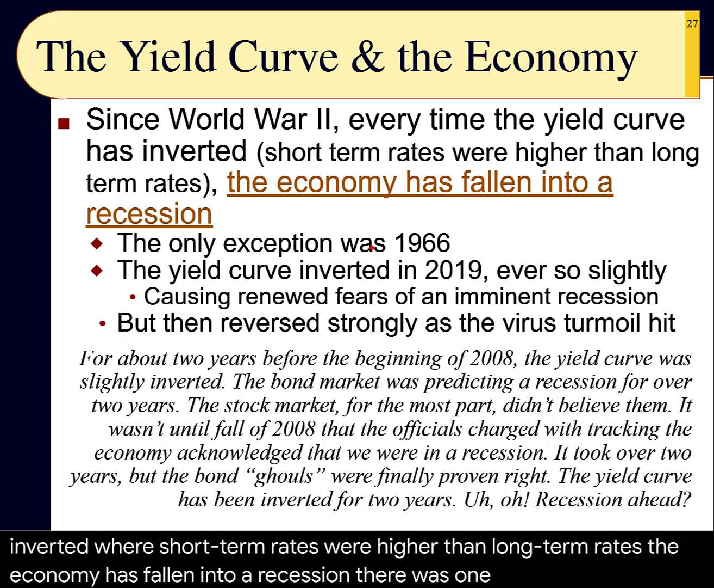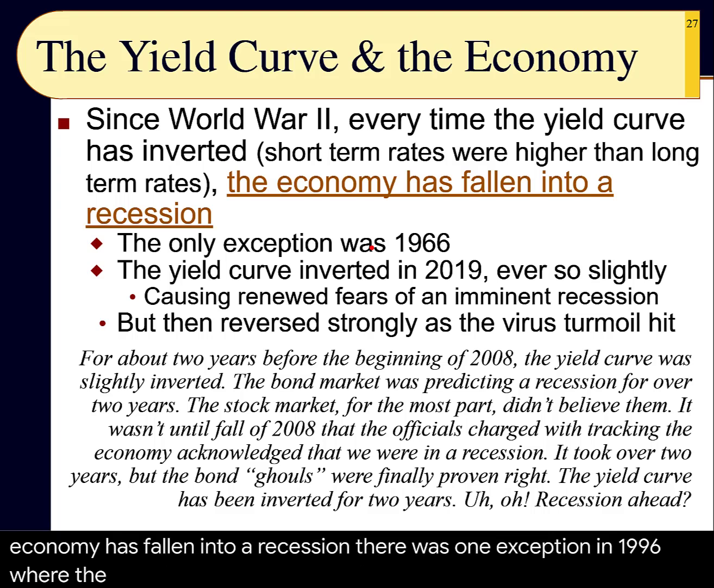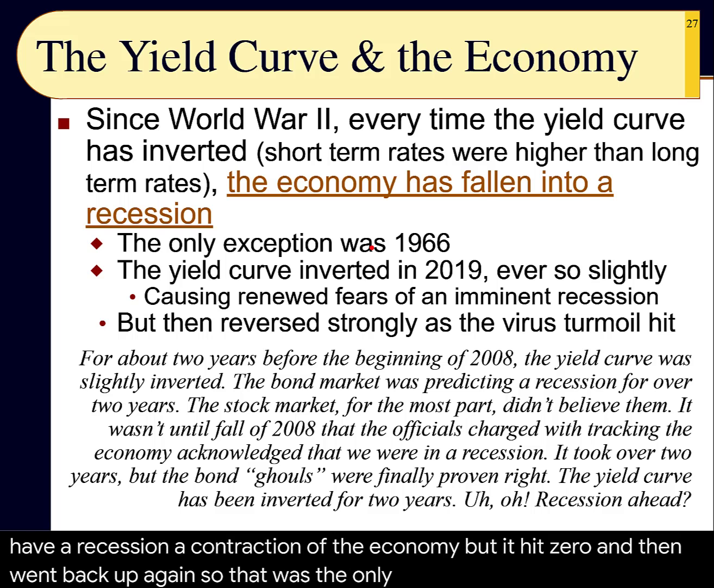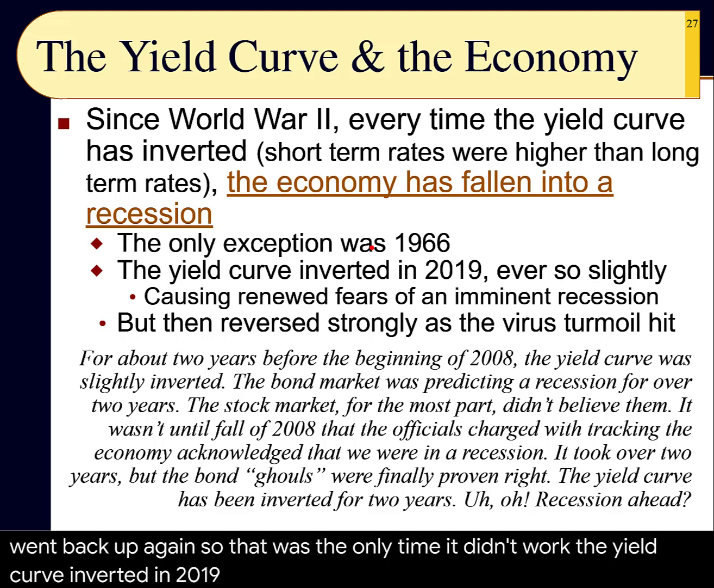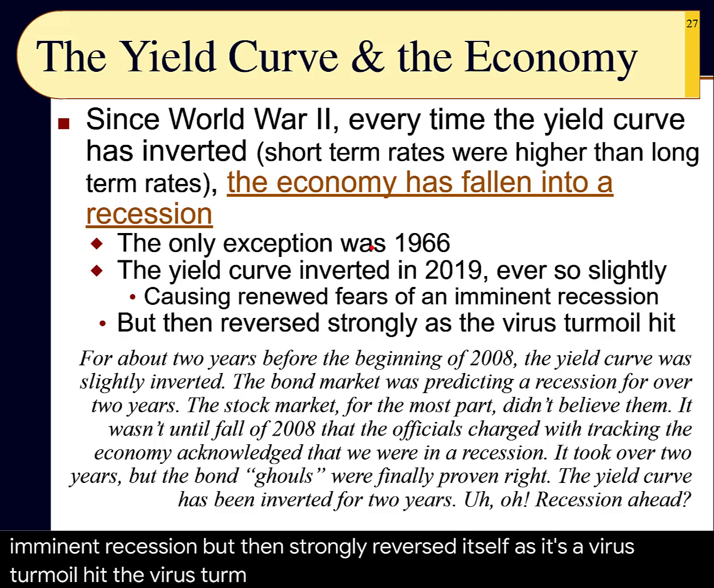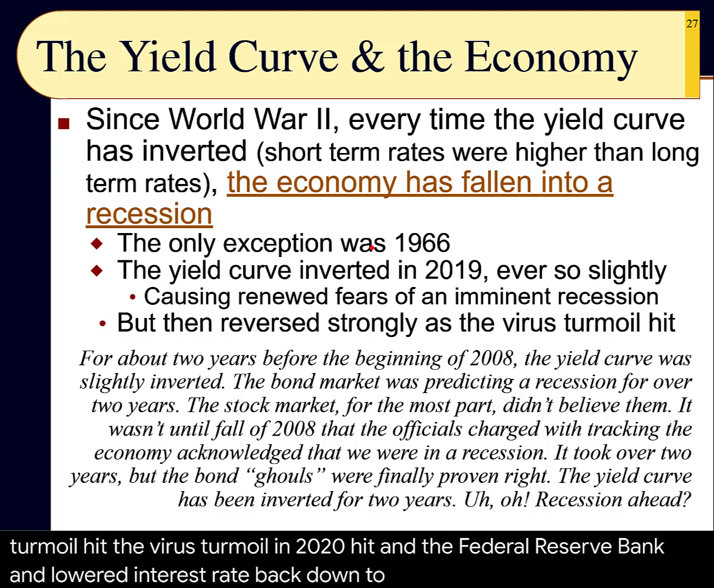There was one exception in 1996 where the economy's growth just hit 0%. It didn't go negative. We didn't have a recession, a contraction of the economy, but it hit zero and then went back up again. So that was the only time it didn't work. The yield curve inverted in 2019 ever so slightly, causing renewed fears of an imminent recession, but then strongly reversed itself as the virus turmoil hit. The virus turmoil in 2020 hit, and the Federal Reserve Bank lowered interest rates back down to zero.